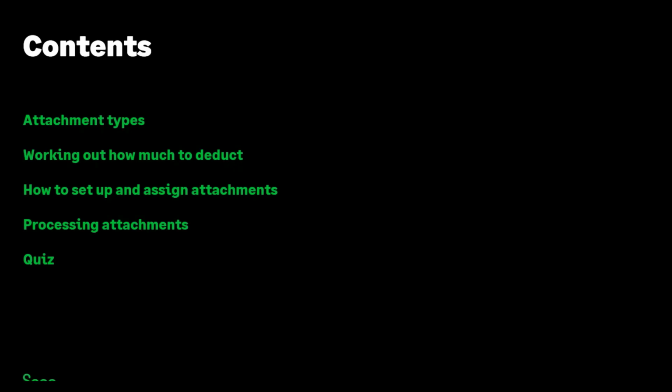So I'll begin with an introduction to attachments and the different attachment types that can be set up in Sage 50 Payroll. We'll then talk about working out how much to deduct, so whether that's a specific amount or a calculated amount from the attachment tables. Then we're going to see how to set up and assign these attachments to your employees, followed by processing attachments, having a little look at how they look on the pay slips. And we are going to finish with an optional quiz as well, just to test your knowledge on a few of the things that I've mentioned throughout the session, just to check that you're paying attention, of course.